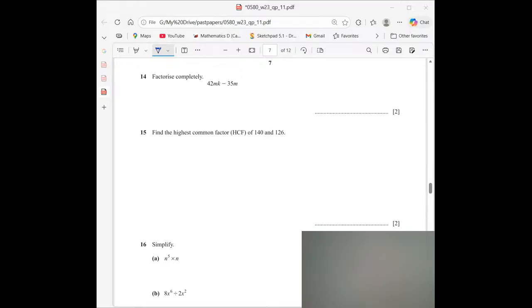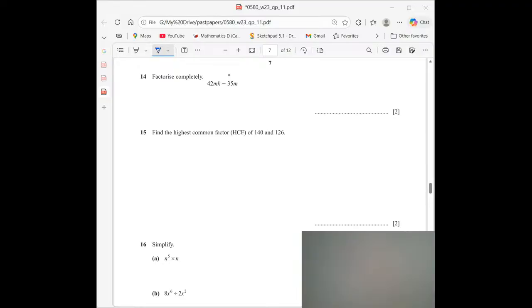So let us begin solving these questions. These are simple questions in this paper. In the first question, the top one, you can see that we have to factorize it completely. Let us begin solving this.